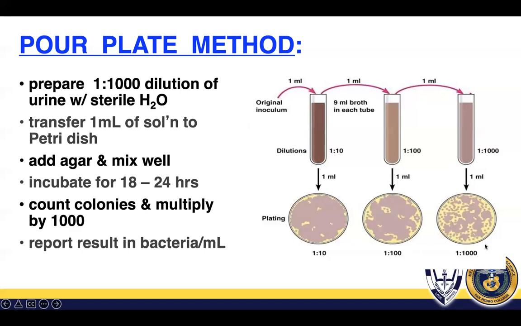Incubate for 18 to 24 hours. Okay. And then count the colonies. And then multiply it by 1,000. Okay. And then you report your result in bacteria per ml. So that's your pour plate method.